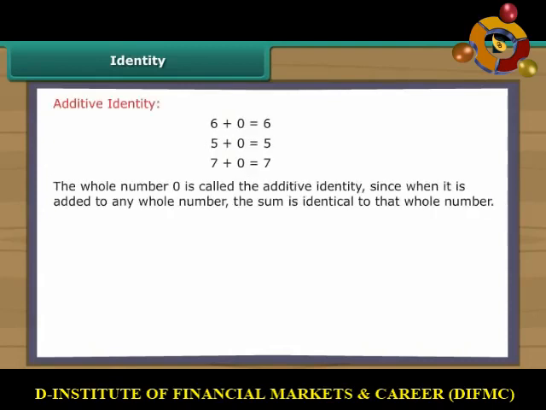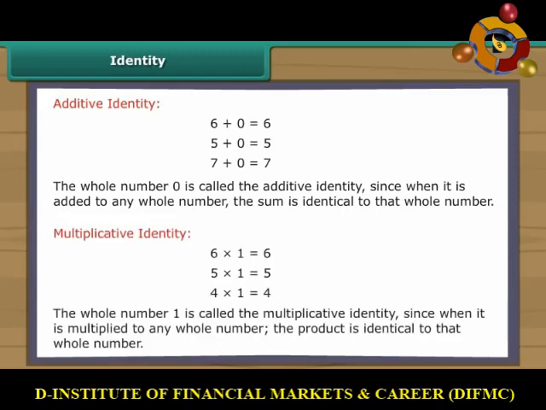Identity. The whole number 0 is called the additive identity, since when it is added to any whole number, the sum is identical to that whole number. The whole number 1 is called the multiplicative identity, since when it is multiplied to any whole number, the product is identical to that whole number.